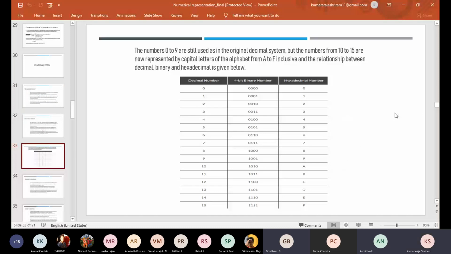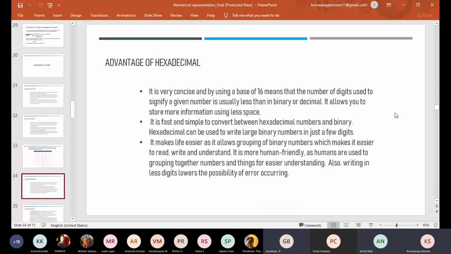Kumar, move to 33rd slide, please. Yeah, next slide, 33rd.